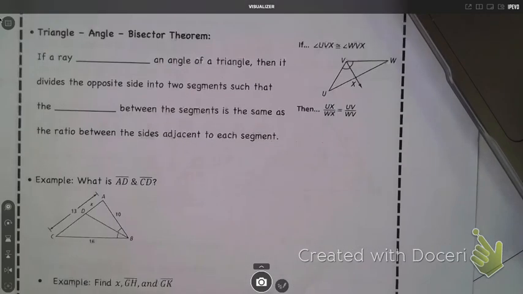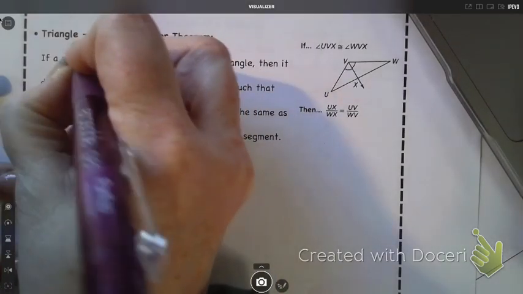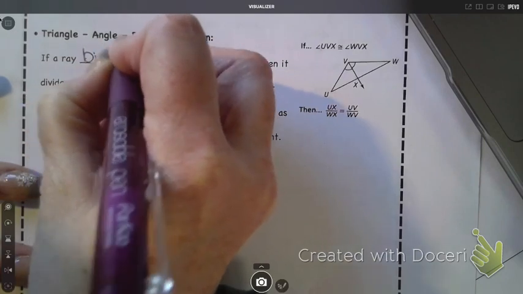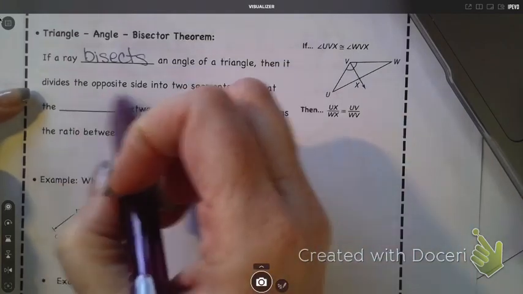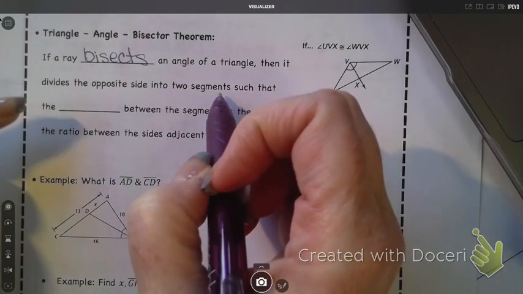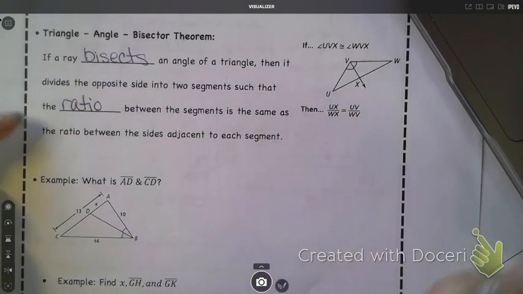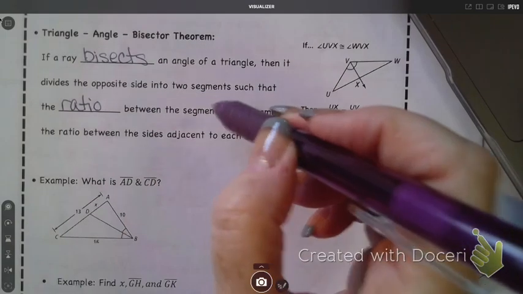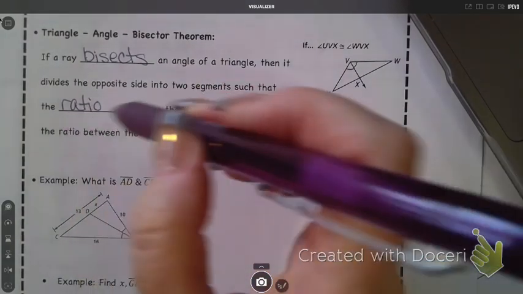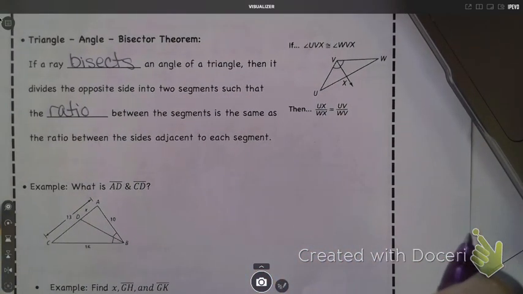Okay. Triangle angle bisector theorem. If a ray bisects, what does bisect mean? Cuts in half. An angle of a triangle, then it divides the opposite side into segments such that the ratio between the segments is the same as the ratio between the sides adjacent to each segment. That is a big mouthful, right?